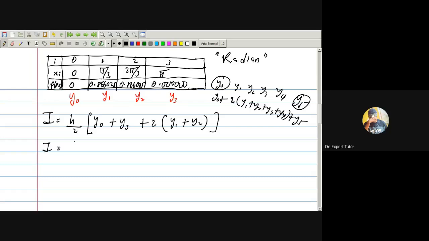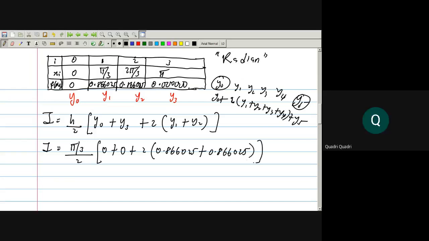So let's go. We have everything. What's my width? Pi over 3, my h. Pi over 3, all over 2. What's my Y0? 0. Then 2 times the rest, 0.866025, 0.866025. Exactly. So my I is equal to pi over 6.